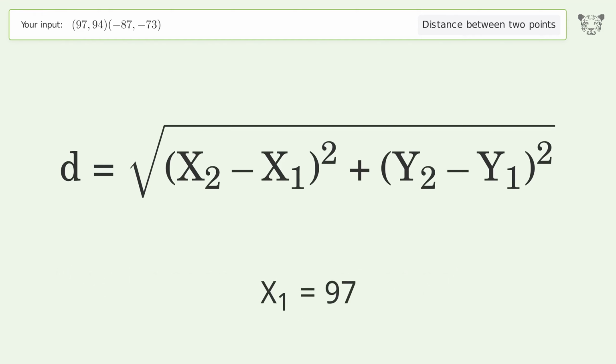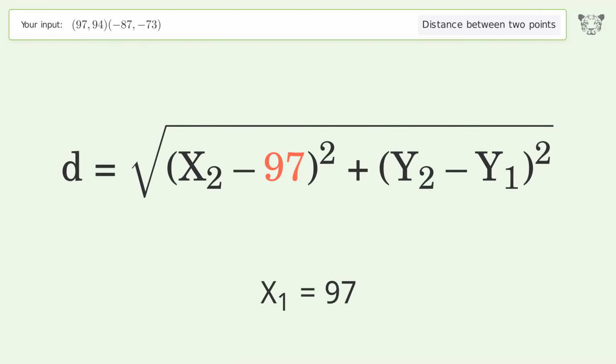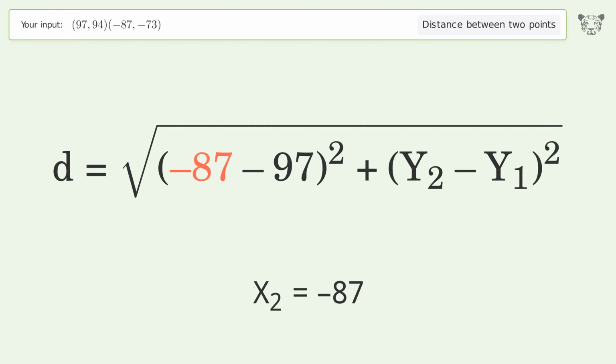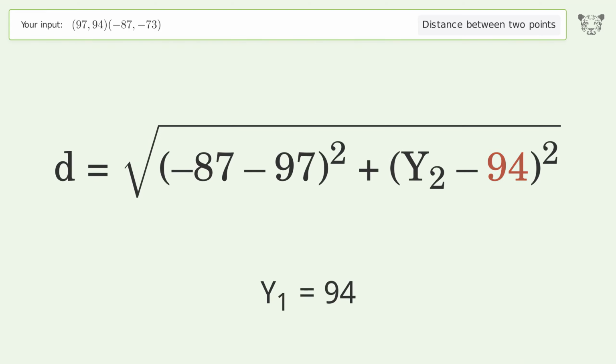x1 equals 97. x2 equals negative 87. y1 equals 94. y2 equals negative 73.